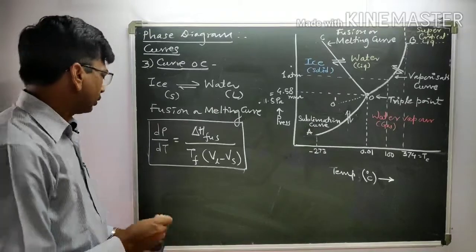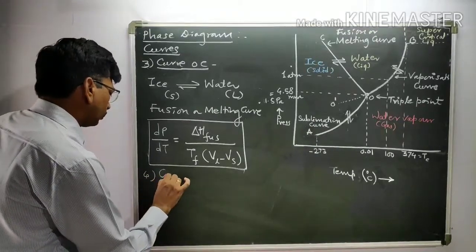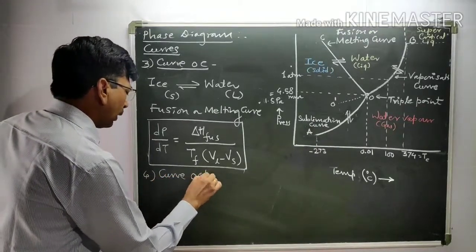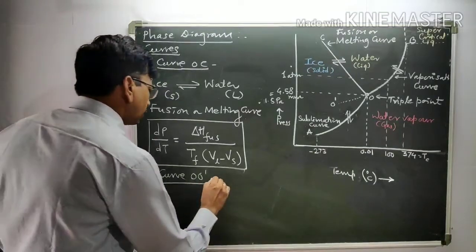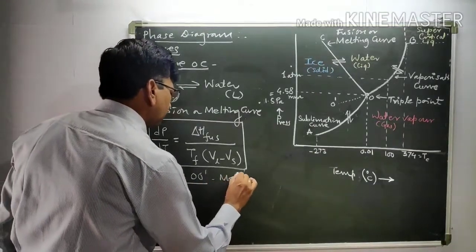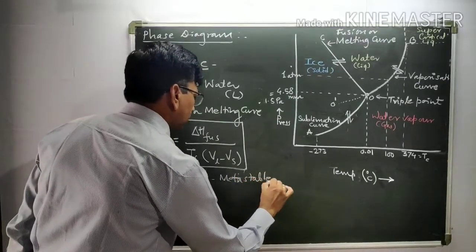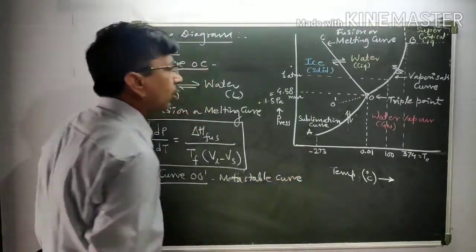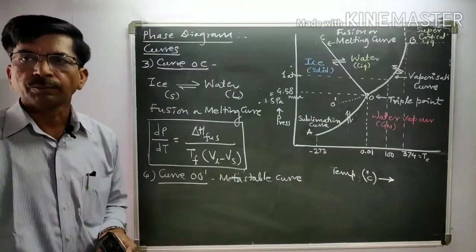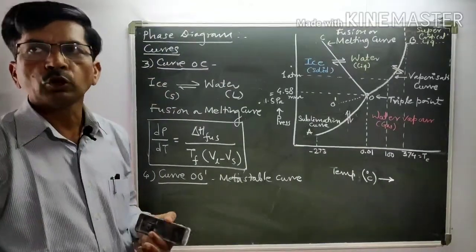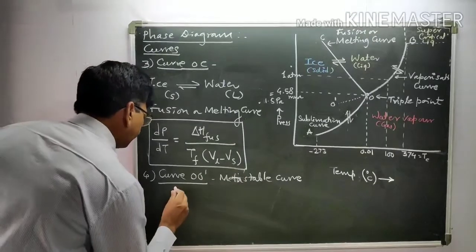Now the fourth curve is curve OO dash. This curve is also called a metastable curve, where metastable equilibrium exists. This is the equilibrium between the supercooled liquid and water vapor.